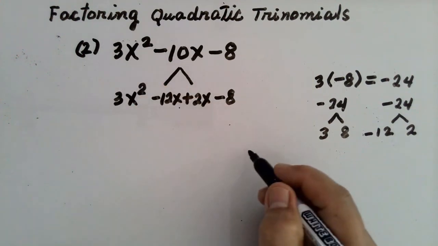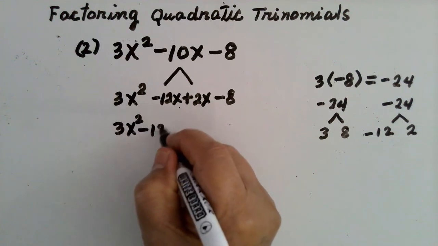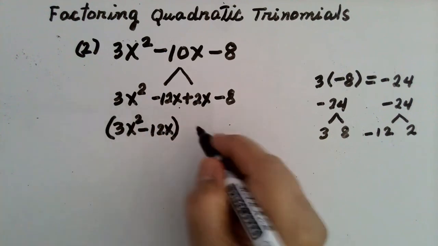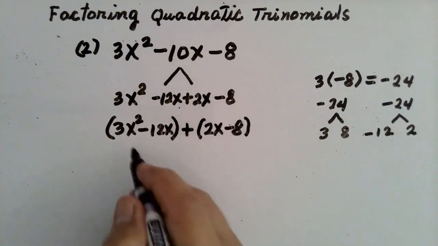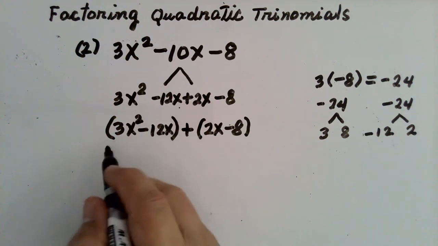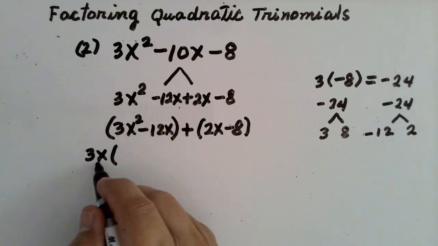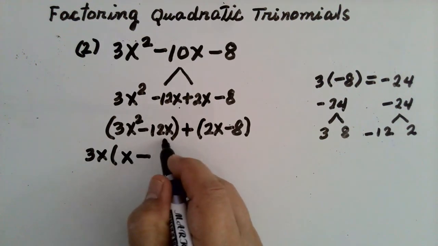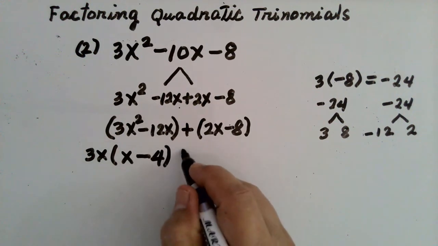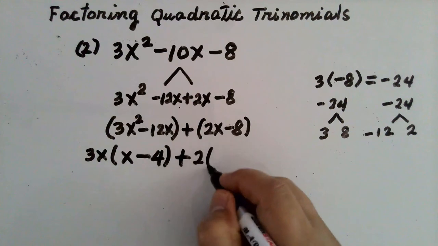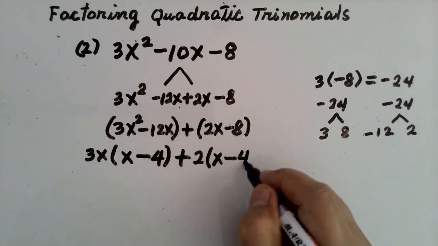3x squared minus 12x. Group the first two terms, 3x squared minus 12x, and then the last two terms. Find the common factor here. The common factor is 3x. 3x squared divided by 3x is x. Negative 12x divided by 3x is negative 4. Plus, the common factor here is 2. 2x divided by 2 is x. And then, negative 8 divided by 2, negative 4.